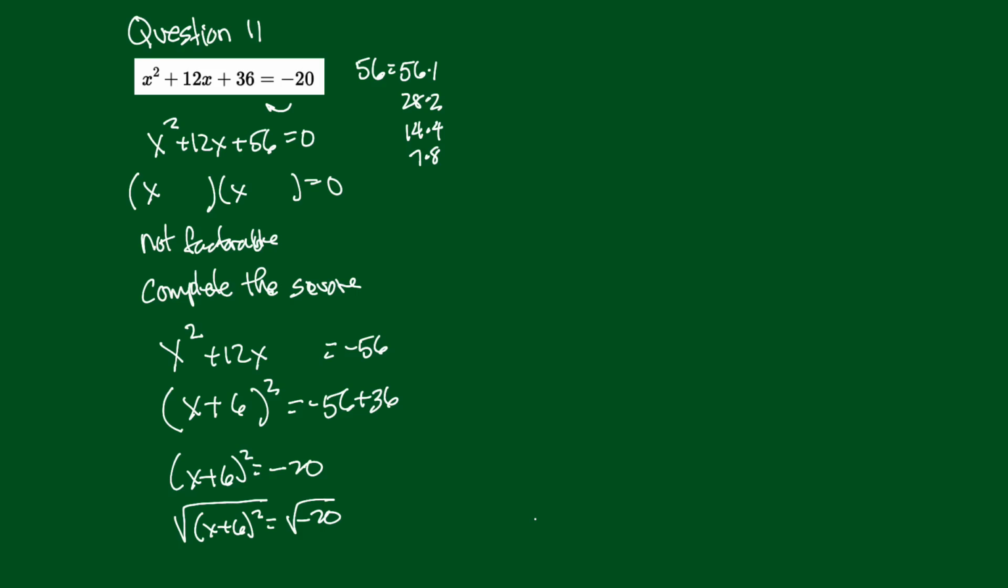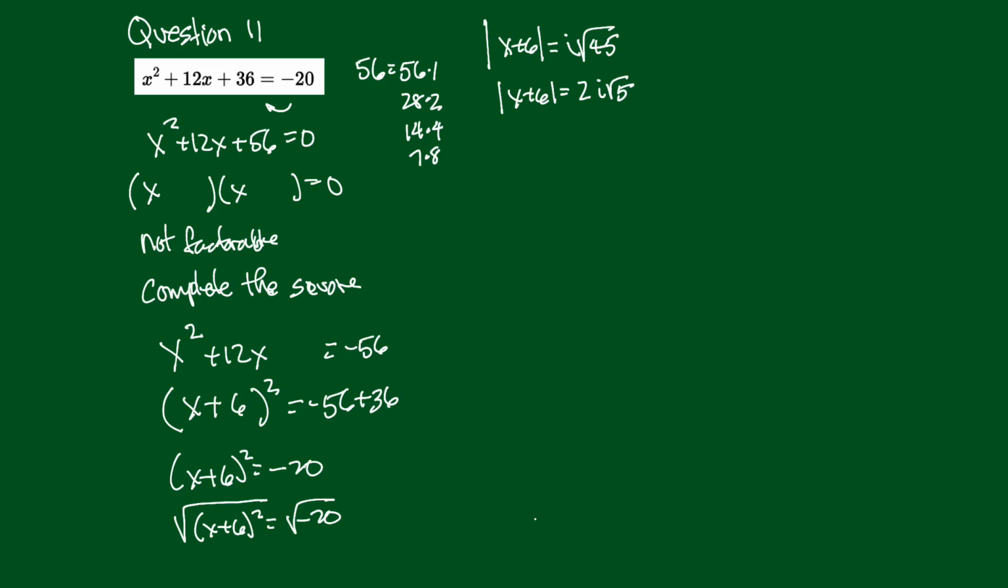Now let's go up here to the top. On the left side, I'll get the absolute value of x plus 6 equals, now square root of negative 20. I can see a square root of a negative, so I get the i. 20, I can break down into 5 and 4. So I'm going to get i and square root of 4 times 5. That'll be the absolute value of x plus 6 equals, now, square root of 4 is 2, so I get 2i square root of 5.